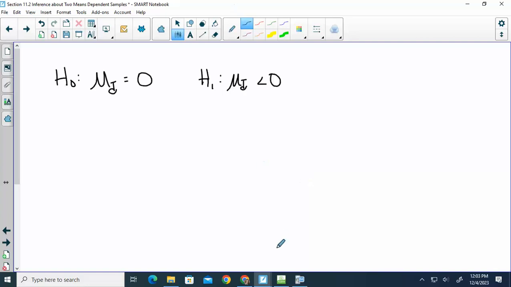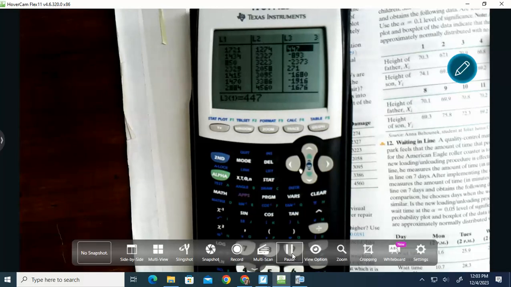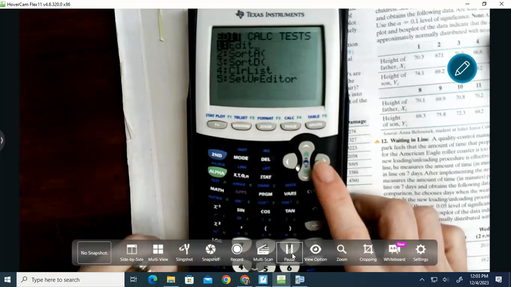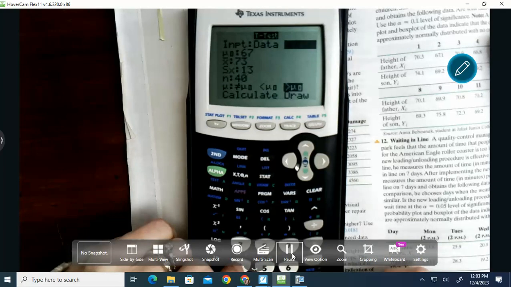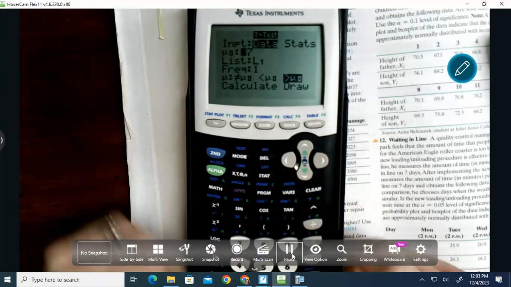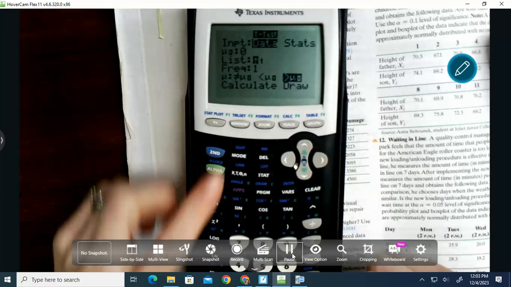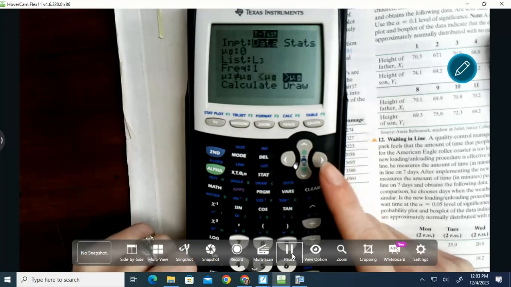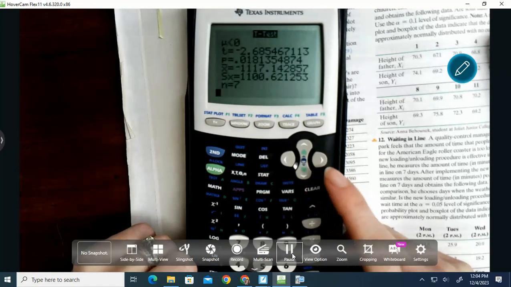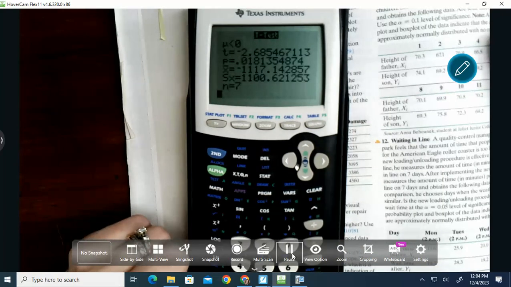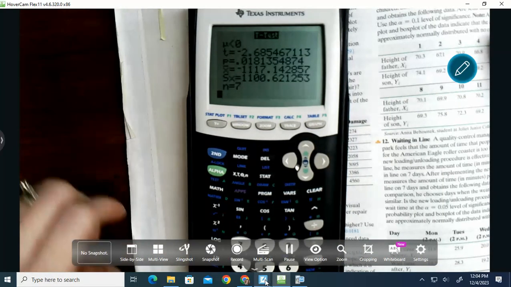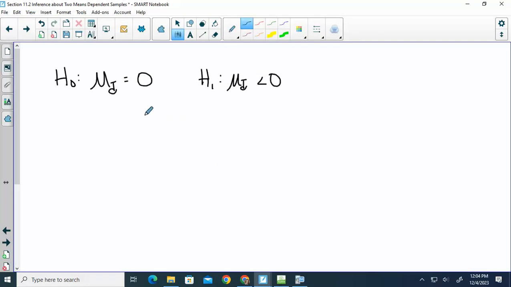So then does everyone have it entered into L1, L2, and you set your L3 to be the difference? So then we can go stat tests number 2, basing it off data. Mean of the null is 0. The list should be L3. We were checking less than 0, and calculate. So I get a t of negative 2.685, my probability 0.018.